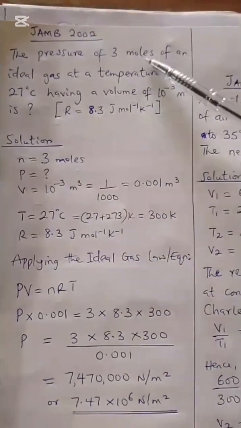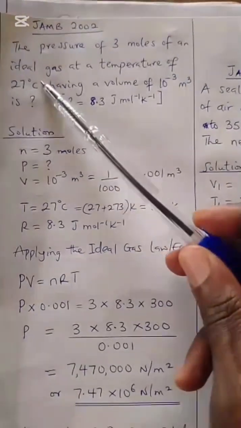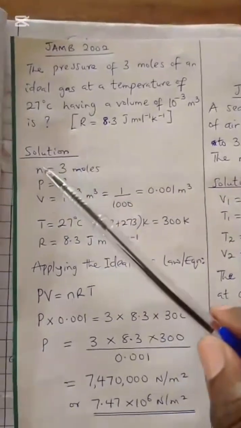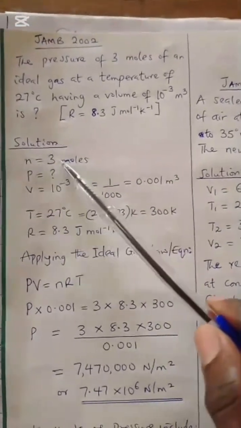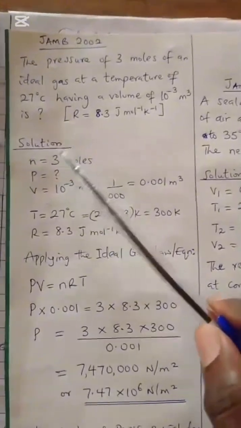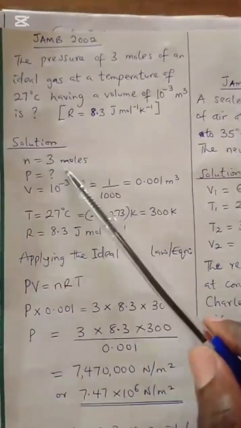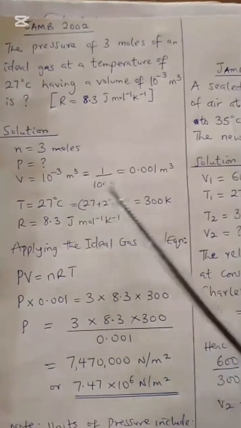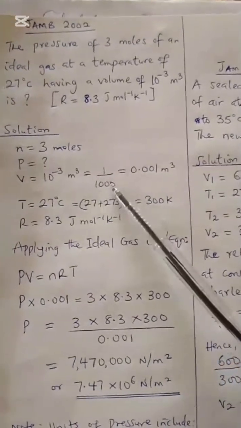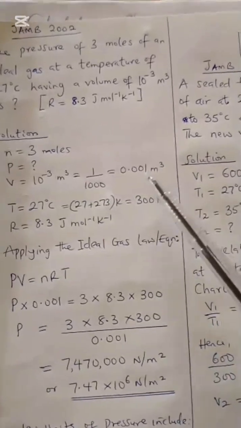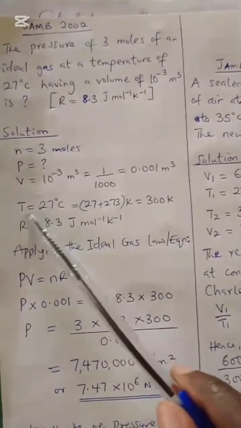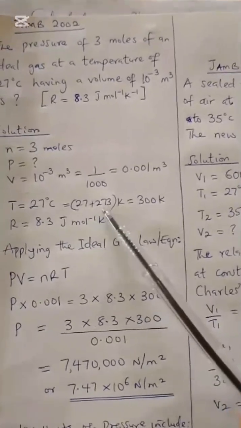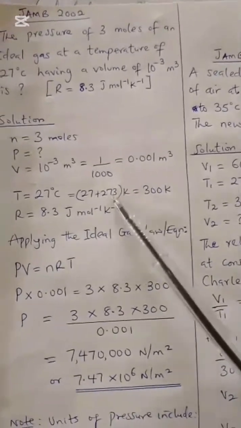Okay, so you are given the number of moles, a temperature, a volume, and R. Solving this now, N is the number of moles, that's the amount. So N is 3 moles. The pressure we are looking for, so pressure is left as a question mark. Volume is 10 to the power of -3, and that is 1/1000. Then the temperature has to be converted to Kelvin. From Celsius to Kelvin, you simply add 273. So don't forget that number, 273.